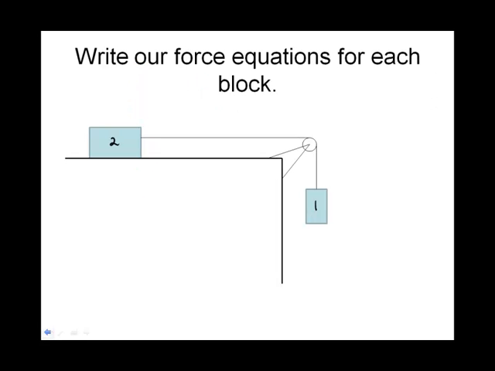Now if I look at this scenario, unless there's something pulling on block number 2, which there isn't, we can count on the acceleration for block number 1 to be down and the acceleration for block number 2 to be to the right. And again, since they're connected by a single piece of string going over a pulley, the acceleration of block number 1 and the acceleration of block number 2 must have magnitudes that are equal.